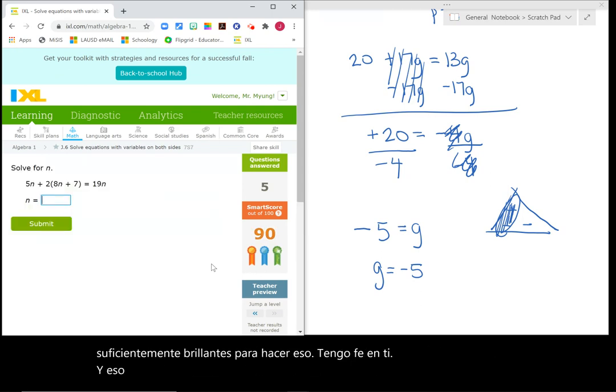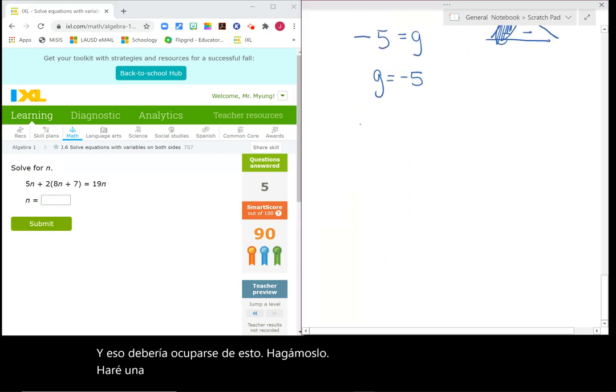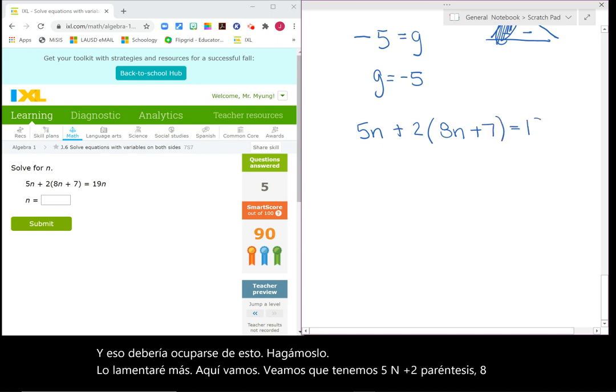Oh, let's do this one. I'll do one more. Sorry about that. Here we go. Let's see. We got 5n plus 2 parentheses 8n plus 7 equals 19n.